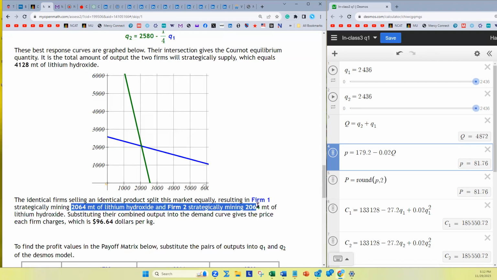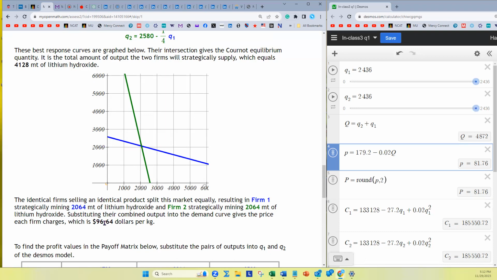These come from this value here being split, right? Oh, sorry. This value here is Q1, and this value here is Q2. So Q1 is 2064, which is right here, and Q2 is 2064, right?